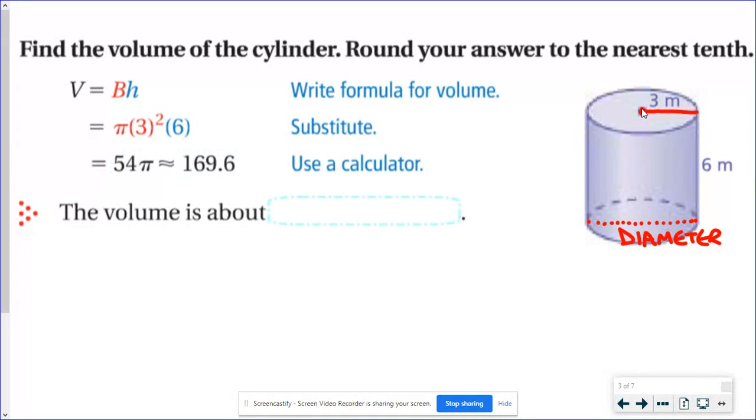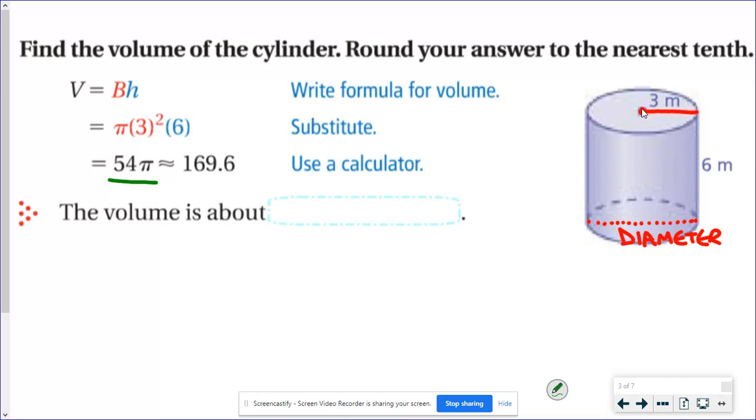And they even sometimes write these answers in terms of pi. That means it just says that I didn't actually multiply it by pi yet, because right now I have a nice answer. And this is an exact answer. 54 pi is exact.